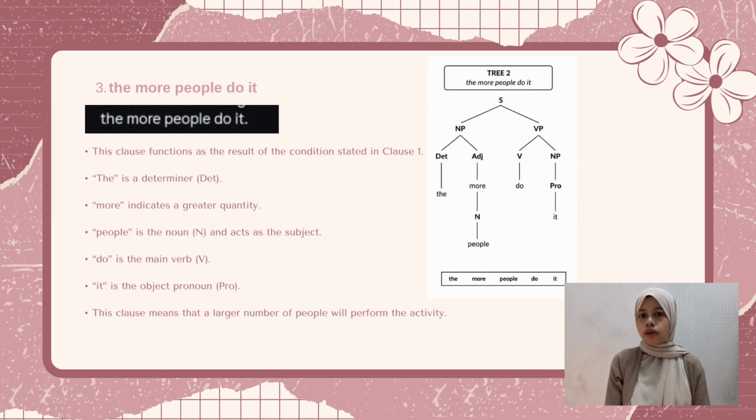When both clauses are combined, they form the sentence, "The easier something is to do, the more people do it." The sentence shows a cause and effect relationship. The first clause presents the condition, while the second clause presents the result. Therefore, the sentence means that making a task easier encourages more people to do it.